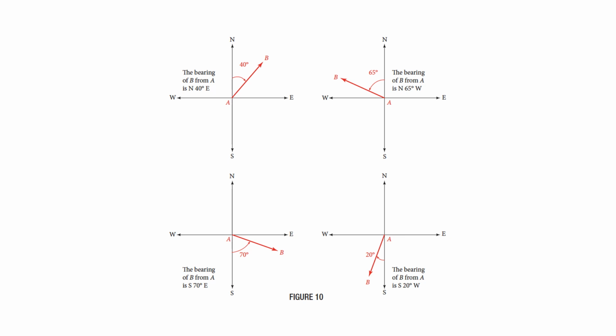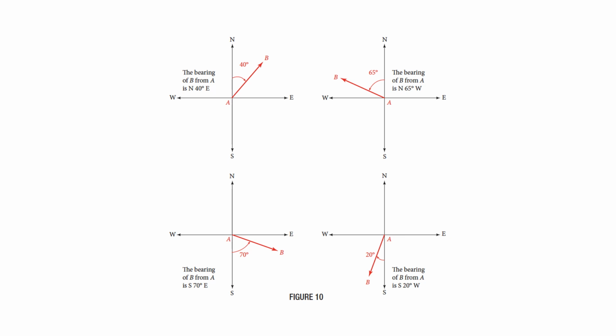Moving to the right, we have a bearing of B from A. So from the point of view of A, we're going north. Then we move 65 degrees west. Bottom left, we have a bearing of B from A is south 70 degrees east. So we start south, then our angle moves towards the east location. And for the last one, bottom right, the bearing of B from A is south 20 degrees west. So we're going south, then we go 20 degrees west.